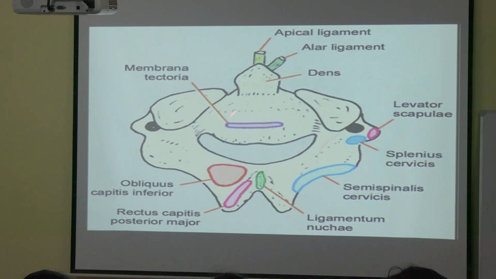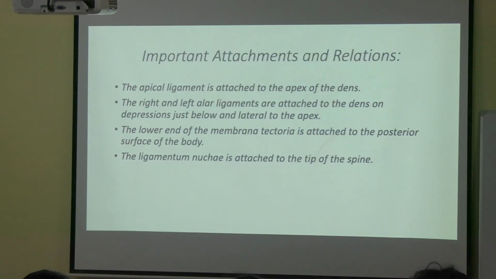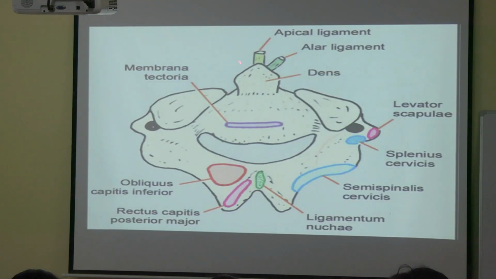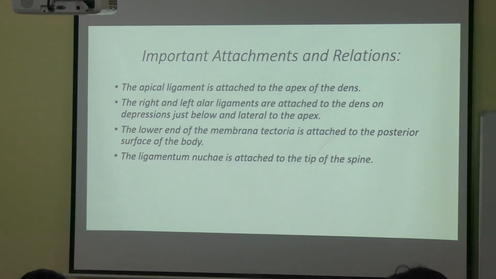In the posterior portion of the body there is the membrana tectoria. The lower end of the membrana tectoria is attached to the posterior surface of the body. The ligamentum nuchae is attached to the tip of the spine. The right and left alar ligaments are attached to the dens, here and here. And the apical ligament is attached to the apex of the dens.